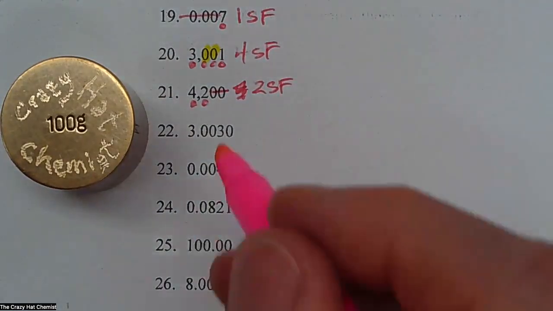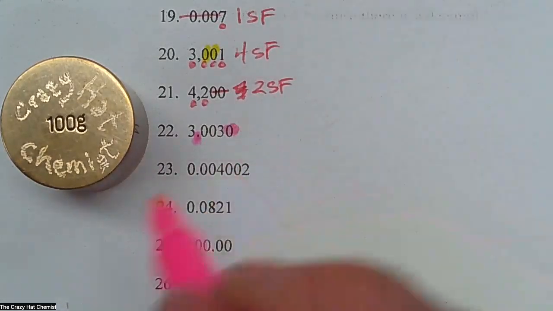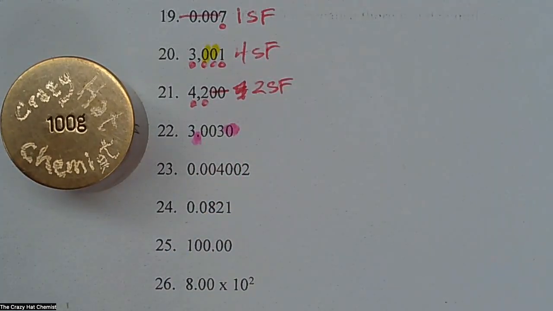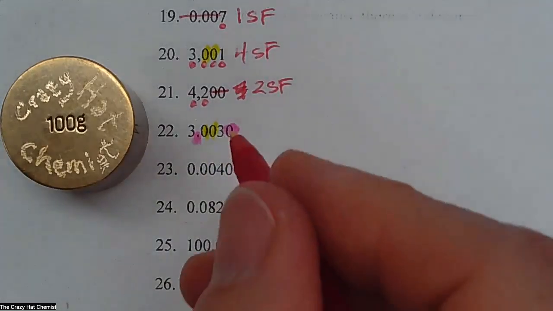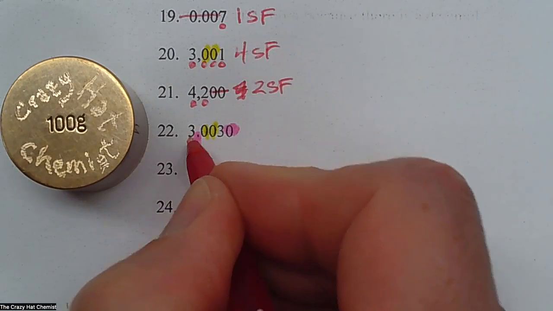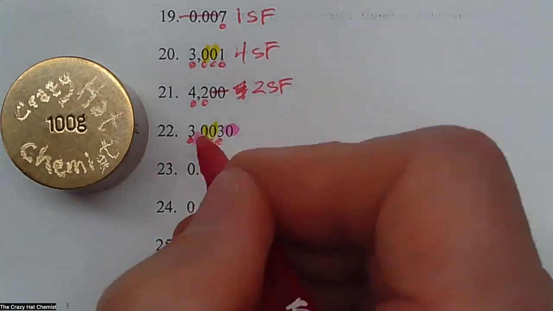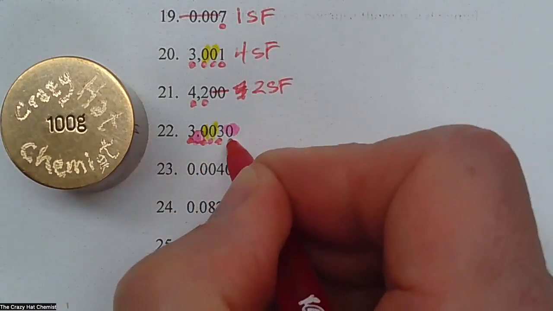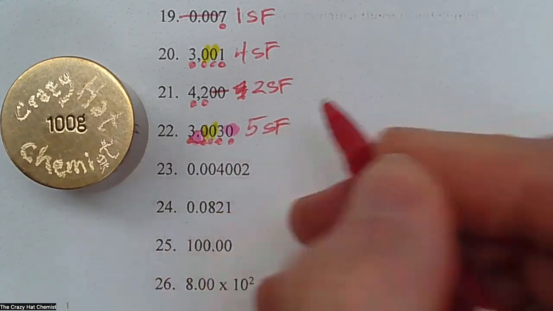There is a decimal in this next number. I'm going to highlight that in pink. That means that this trailing zero counts. And then these two captive zeros count because they have nothing to do with the decimal. So that 3 counts, that 3 counts, and these captive zeros count. And then because of the decimal, this zero counts. So that's a total of 5 significant figures.